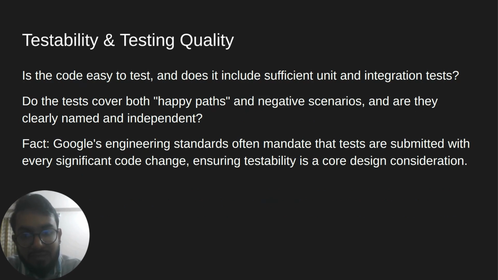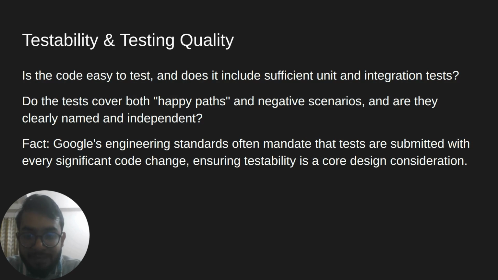You need to suggest whether the changes have sufficient unit and integration tests or not. It's not always necessary that the changes require unit and integration tests, but you need to think about it, and if it's required, then please suggest. Also, a common mistake among developers is that they forget to cover the happy path and the negative scenarios. As a reviewer, you need to check both, the happy path and the negative scenarios, and whether they are clearly named and independent.